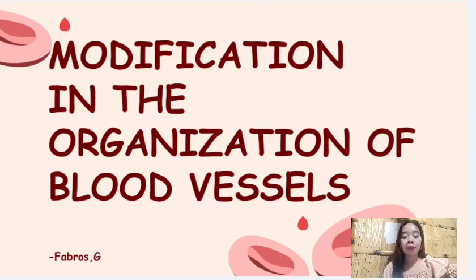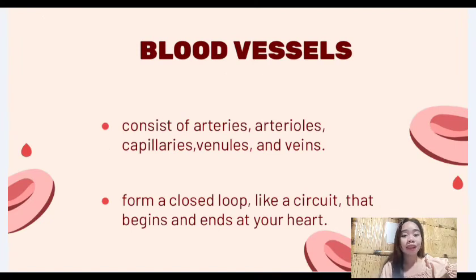I am here to report my part on the modification and the organization of blood vessels. So let us know what blood vessels are. Blood vessels are flexible tubes that carry blood associated with oxygen, nutrients, water, and hormones throughout the body. Our blood vessels consist of arteries, arterioles, capillaries, venules, and veins.